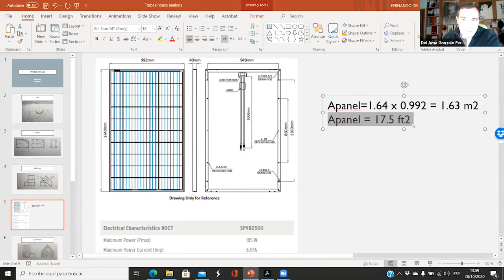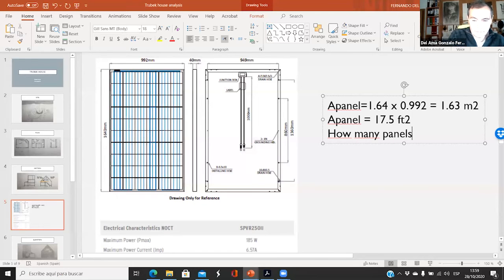Now, how many panels can we place in our building? If we have 1,000 square feet divided by the area of one panel, 17.5 square feet, so the number of panels is 1,000 divided by 17.5. It's 57.1. Let's say around 55 panels.